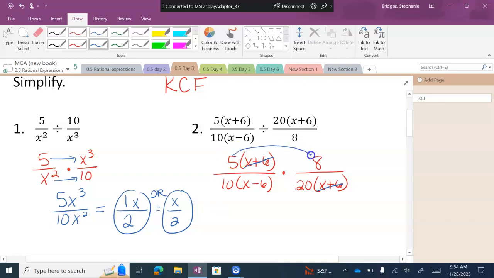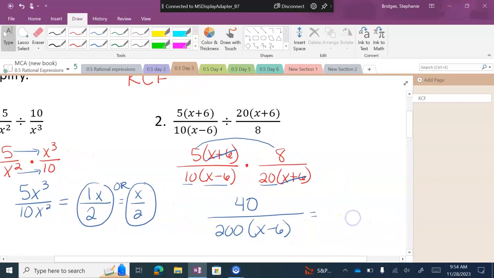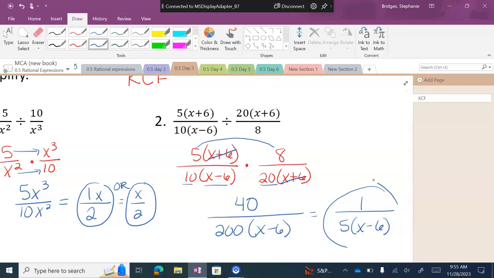Top times top. All I have is a 5 and an 8, so when I multiply that, I get 40. At the bottom, I have 10. I have x minus 6, and I have 20. So I'm going to go ahead and multiply that 10 and that 20 to get 200. And I'm going to leave that x minus 6 at the bottom. Can I simplify that 40 and that 200? Yeah. What can I divide them both by? 40. So that 40 turns to a 1. What does 200 turn to? 5. And then that x minus 6 is going to stay x minus 6 in parentheses. And that is how we leave our answer. If you wanted to distribute the 5, you could, but that is not necessary.